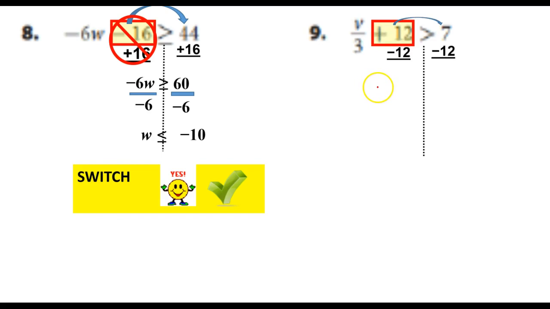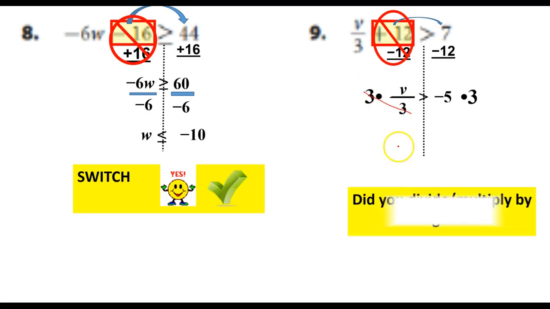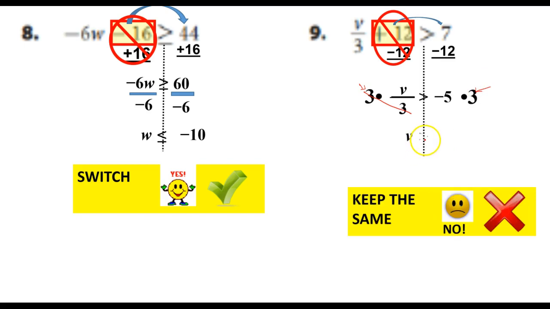Negative 12. And that would cancel out. I'd have v divided by 3 greater than or equal to negative 5. What's the opposite of dividing? Multiplying. So multiply both sides. Those 3s will cancel. And I'm left with v. Did we divide or multiply by a negative? Well, that 3 that we have here is not negative, and neither is this 3. So we're going to keep the symbol the same, the greater than symbol, and let's go ahead and figure out what that would be. Negative 15.